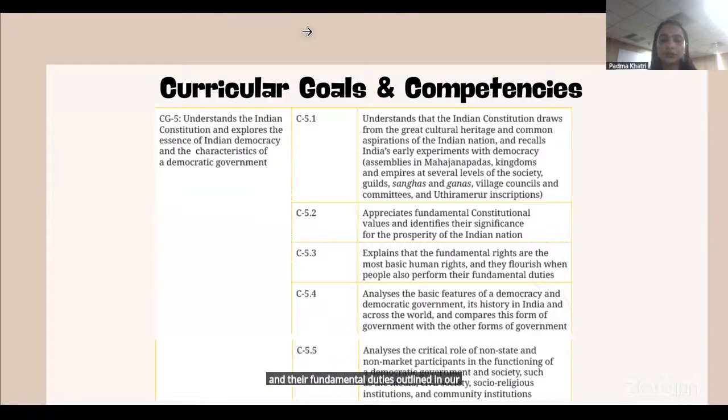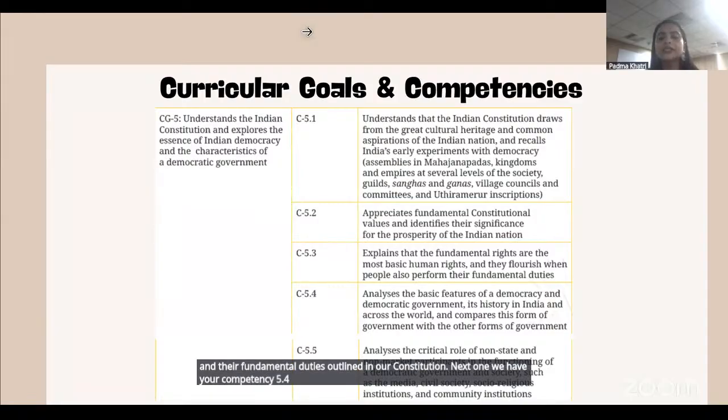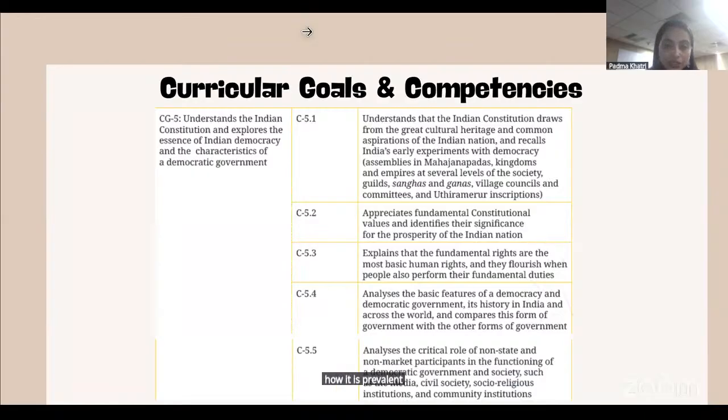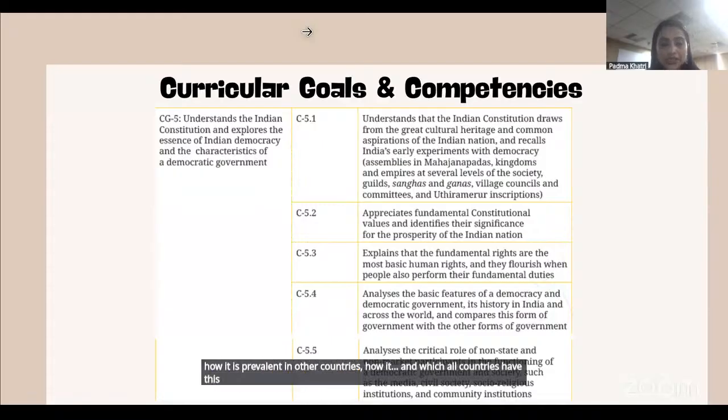Next one we have here, competency 5.4, analyzes the basic features of a democracy and democratic government, its history in India and across the world, and compares this form of government with the other forms of government. So the students are going to learn about the basic features of democracy, how it is prevalent in other countries, which countries have this feature, and how democracy is different from the other forms of government, like the monarchy, dictatorship, oligarchy, and so on.